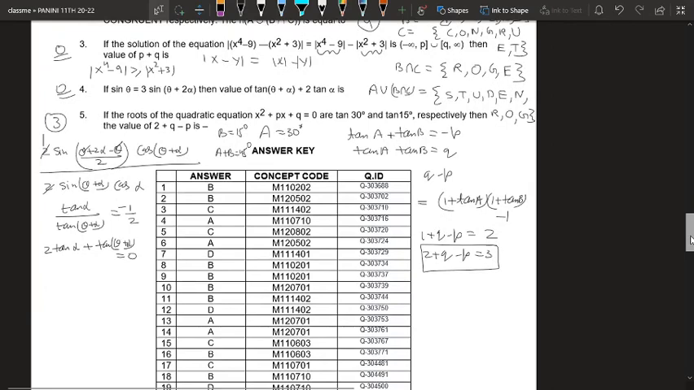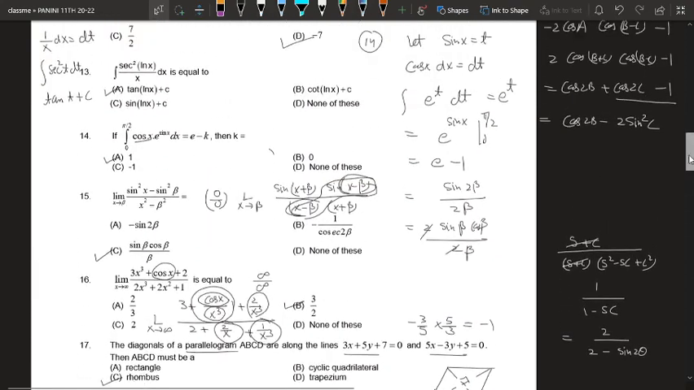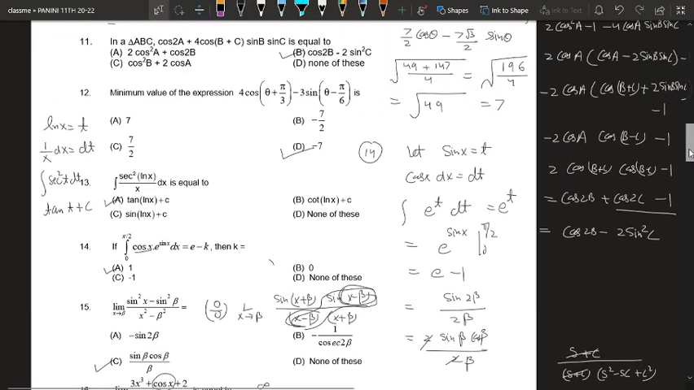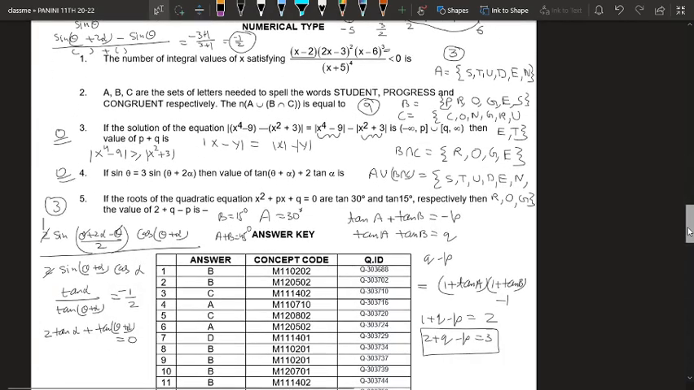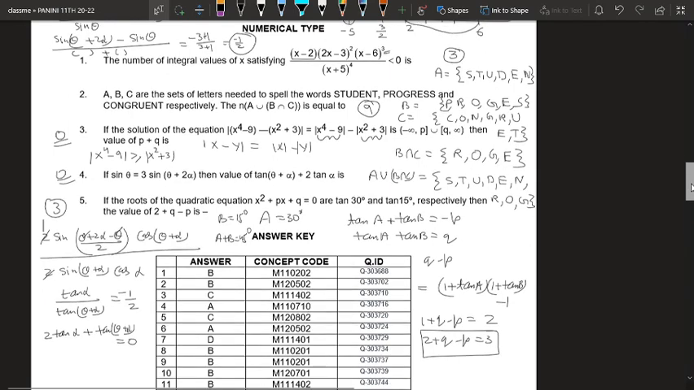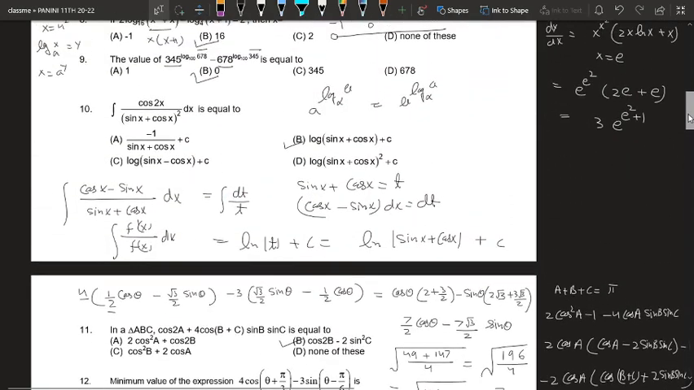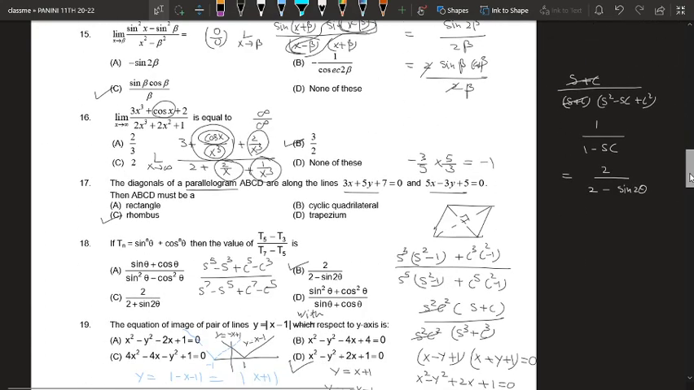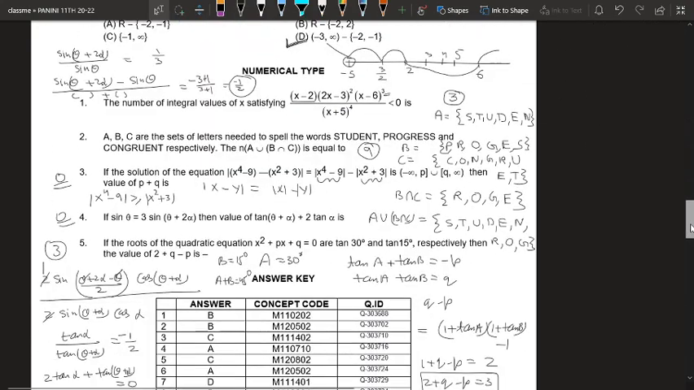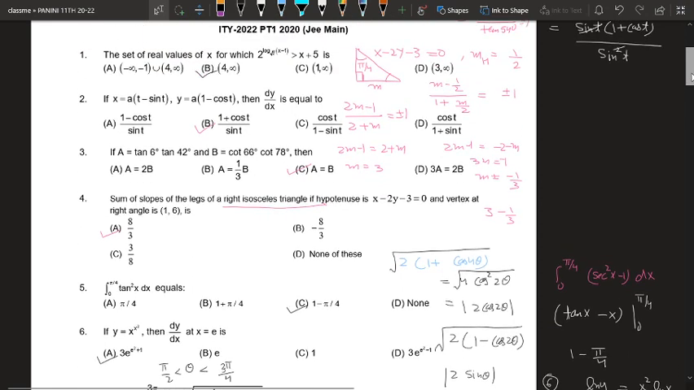Now the answers from 15 to 11: C, A, A, D and B. Now from 10 to 6: B, B, B, D, A. And 1 to 5: B, B, C, A, C. All right, so this was the paper.